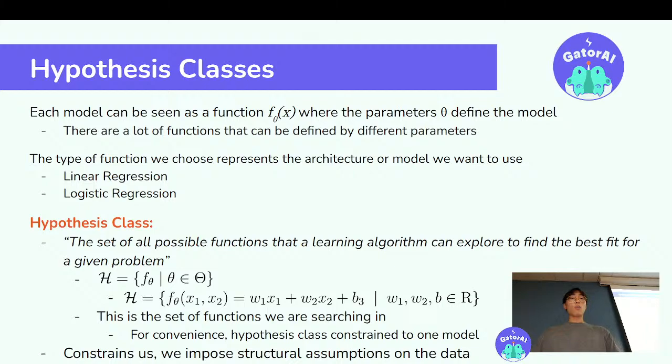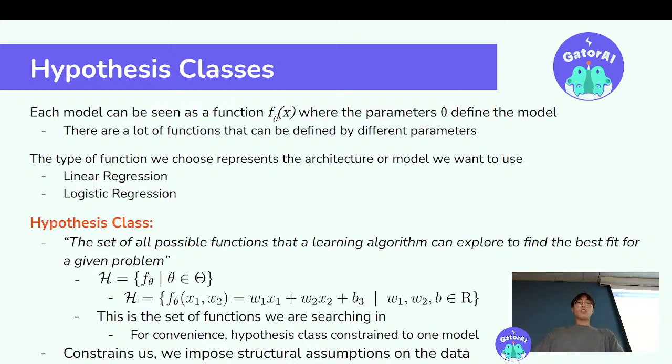So the next thing I want to formalize is this idea of hypothesis classes, right? So we said before that each model can be seen as a function, right? You take in the input and you output something that you want to be close to the data you provided, and the parameters theta define your model, right? But there are actually a lot of different functions that can be defined by different parameters. And so the idea of a hypothesis class is to limit ourselves to the types of functions that we are looking for, right?